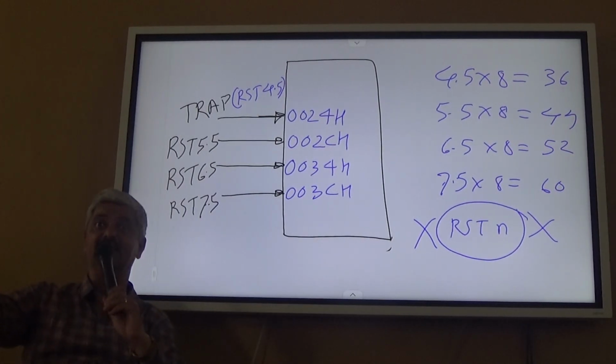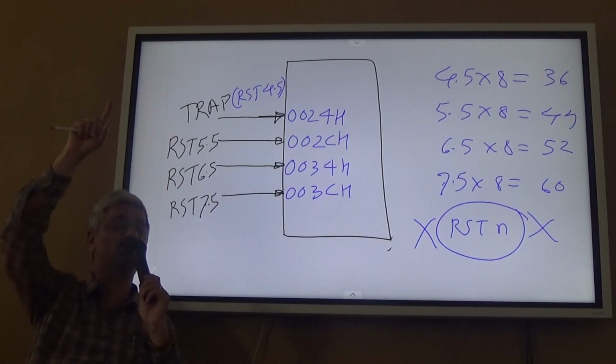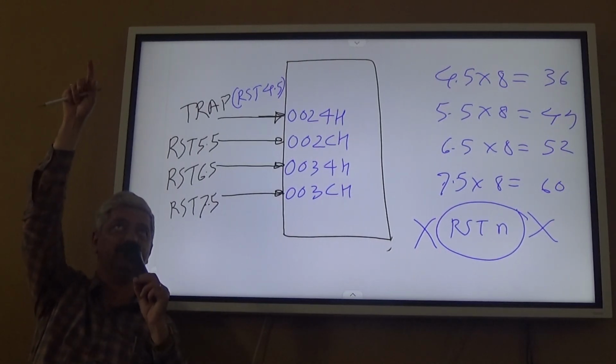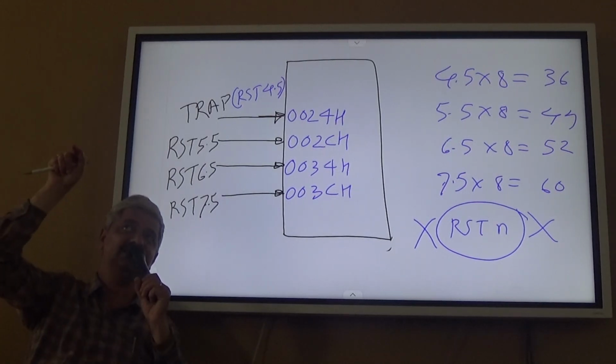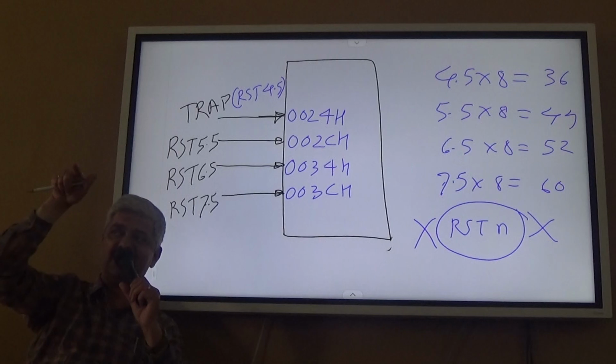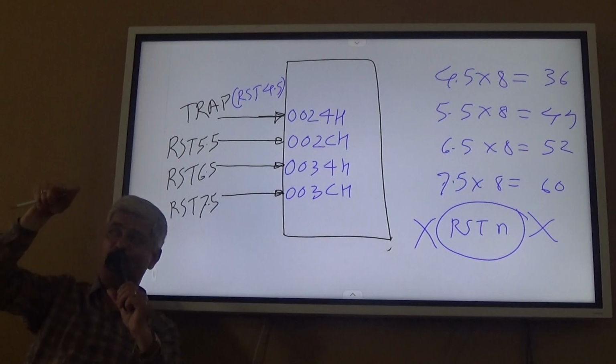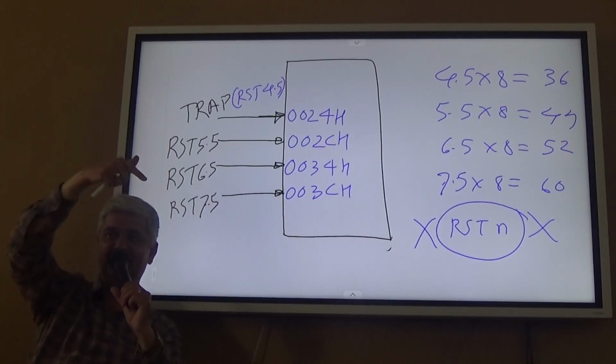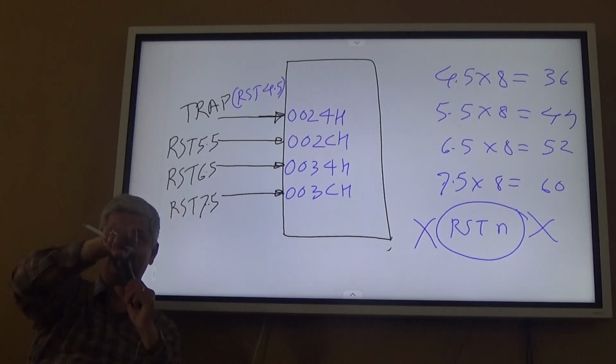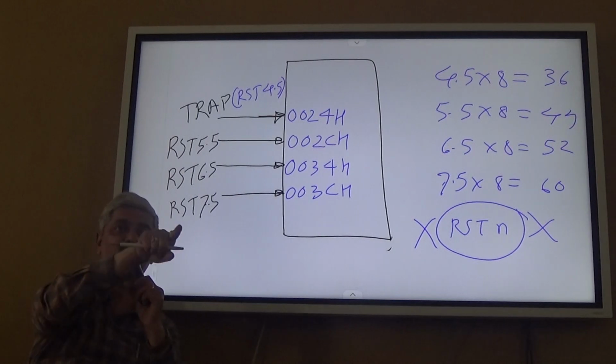That is M4. So the next machine cycle will be M4 of CALL 0024. The current program counter will be stored on the stack: decrement stack pointer, higher byte will be stored, decrement stack pointer, lower byte will be stored, and then the program counter is going to become 0024.